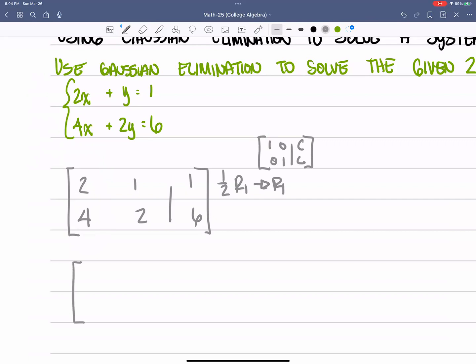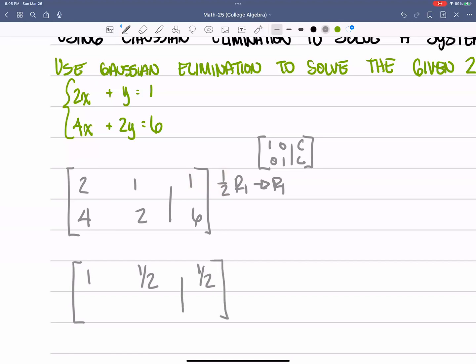And now you don't have to do the work on the side if it's still a little confusing. We could still do work on the side like we did for the previous problem, but you could also get into the habit of just doing the work in your head. So 2 divided by 2 is 1. Then 1 divided by 2 is 1 half. And again, 1 divided by 2 or multiplied by 1 half is also 1 half.